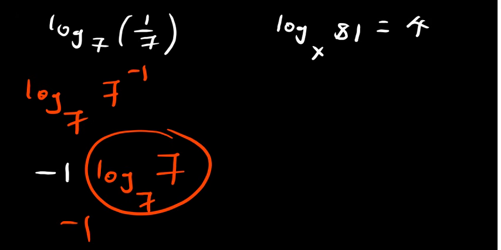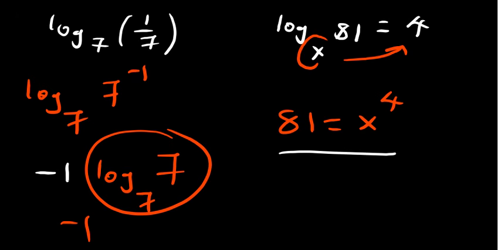Going back to our question, the base can go to the other side and it will become the value there. So we're going to have 81 is equal to x to the power 4. What is on the right hand side becomes the power. I believe this is an exponential function that we are all aware of. So we have x to the power 4 there, and we want to find the value of x.